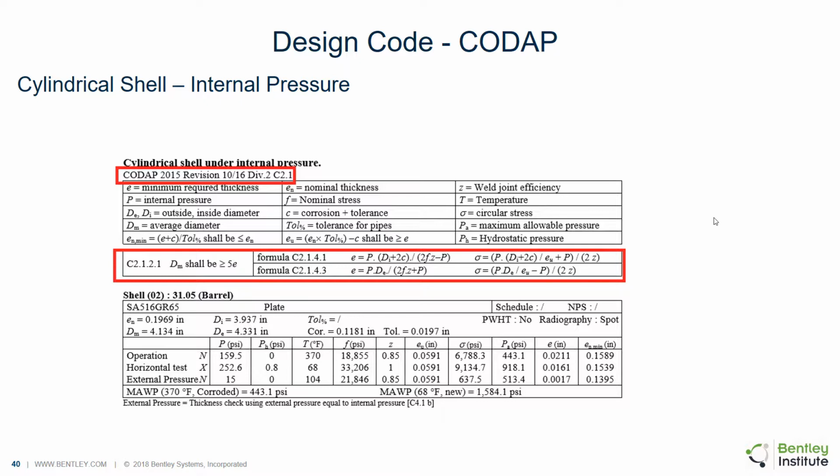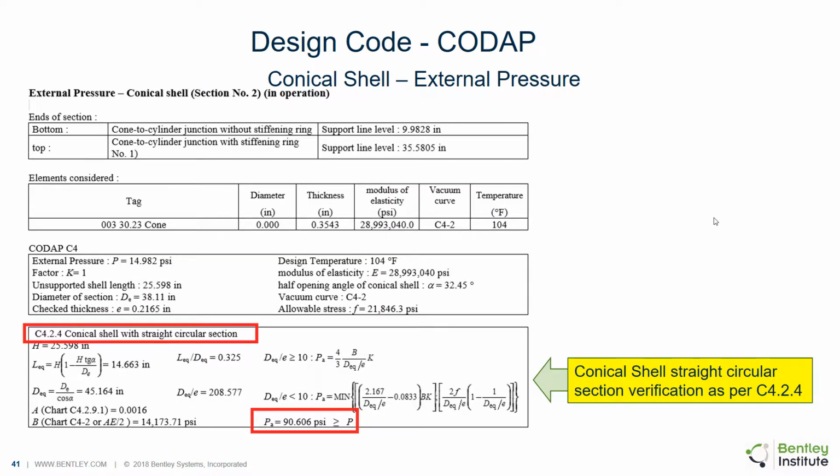The table compares the minimum required thickness to the nominal thickness for various load conditions to confirm design sufficiency. The external pressure calculations in CODAP are similar to those of ASME, which involve referring to vacuum curves. The vacuum curve referred in this case is C4-2.